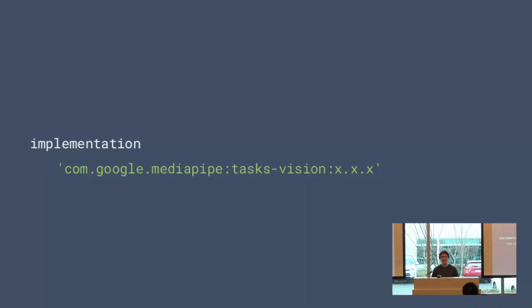Cool, so the very first thing you want to do is import the MediaPipe dependency that is going to make sense for your app. For this version, I'm bringing in task vision, but we also have task audio and task text, depending on which subset you're working with.